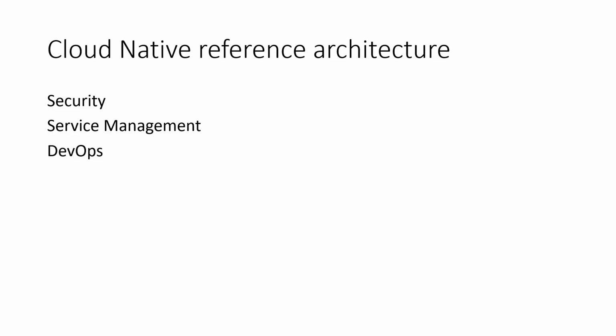In terms of the cloud native reference architecture, there are three things you need to look at: security, service management, and DevOps. A cloud native architecture must satisfy several non-functional requirements. For security, secure the application using certificate management, microservice-based network policies that control application access, and distributed denial of service protection or mitigation at the web application firewall level. You can also use TLS encryption and mutual authentication as part of the security.